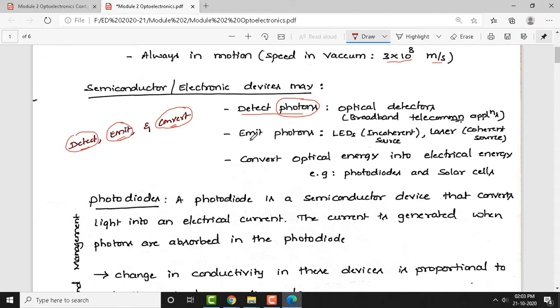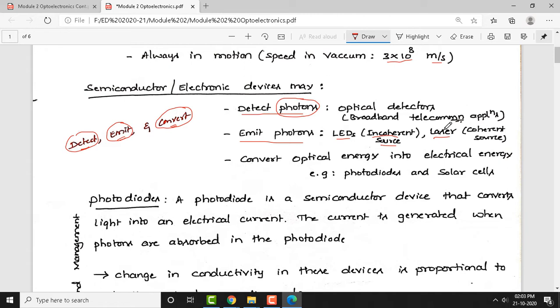Other applications are optoelectronic devices that can emit photons, like light emitting diodes, they emit light. Materials such as gallium arsenide, we have seen compound semiconductors, basically have a large band gap and can emit light. Those come under the incoherent source. There is a laser, another special device, which is an example of a coherent source.